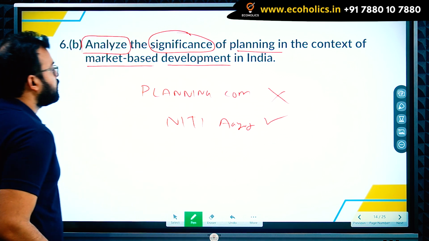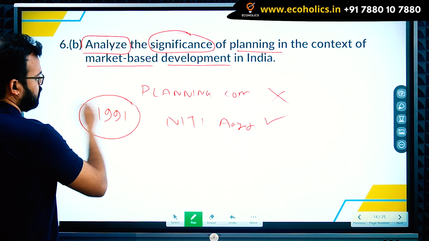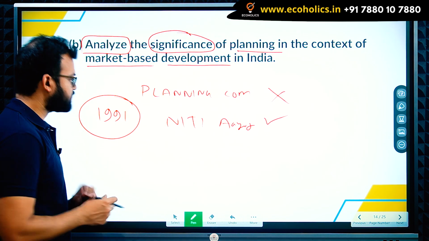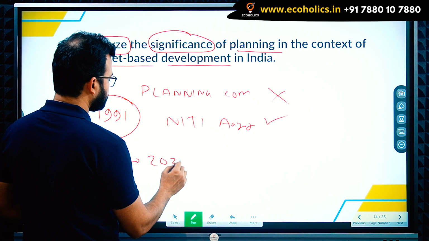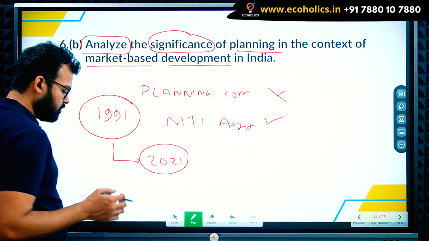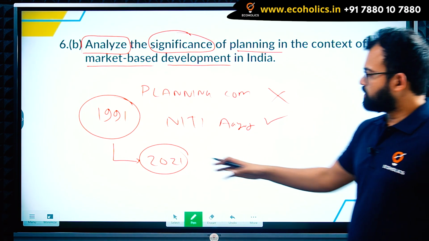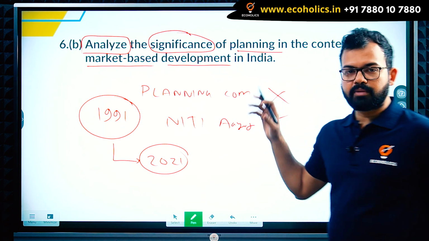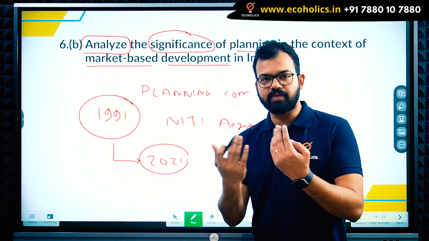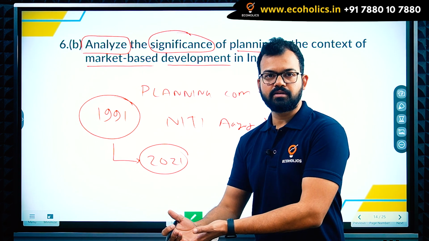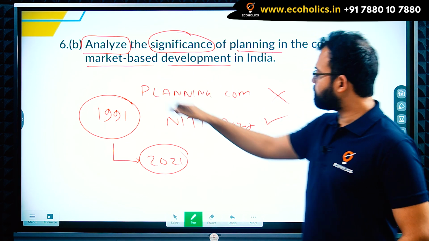Now you are into almost 30 years of the economic reforms that you started, from 1991 to 2021, because we are in 2022. These 30 years are of market-based development, because since 1991 the government is liberalizing and inviting the private sector. The recent example is Air India. Then you can ask, in this market-based development, what is the role of planning?